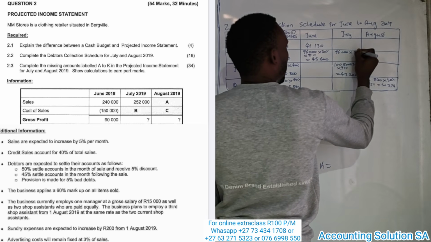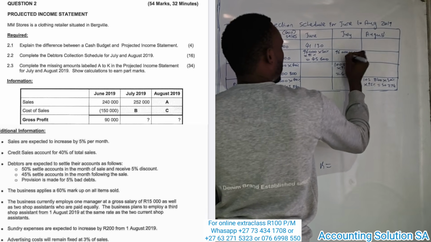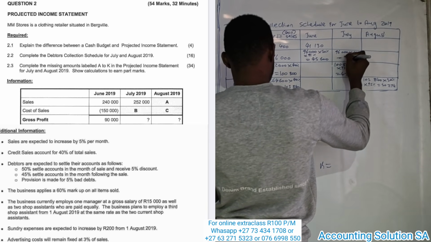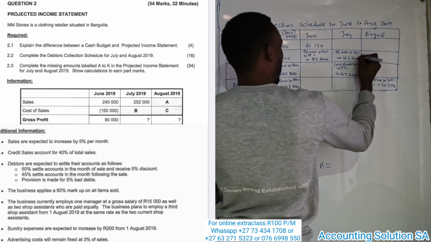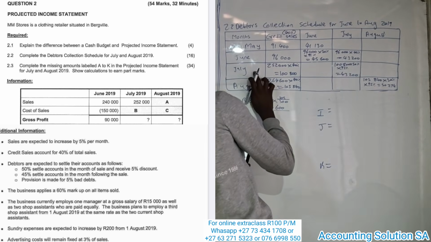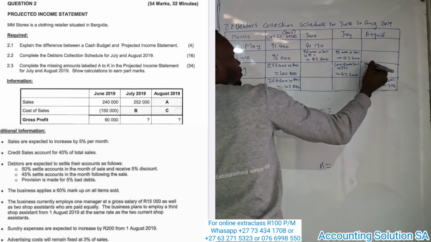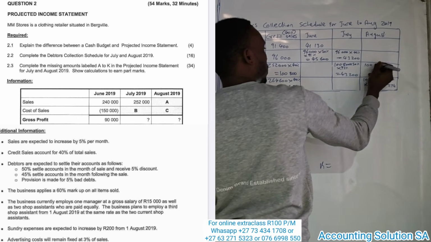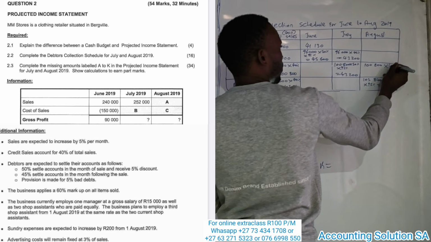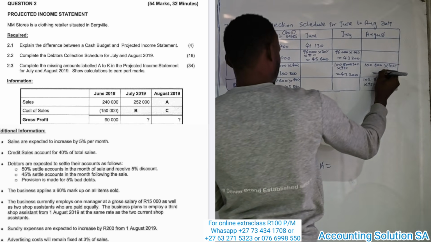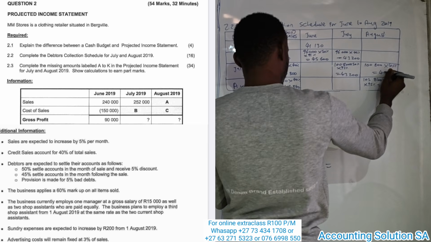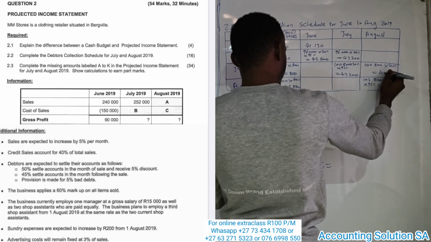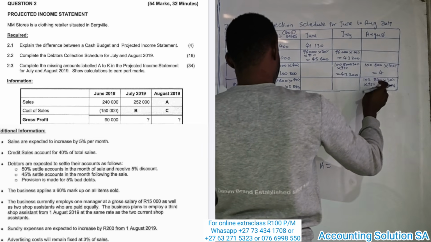multiplied by 45%, no discount here. So it's gonna be 43,200. And the following month, July followed by August, it's 100,800 multiplied by 45%, which is going to give us 40. August 45.